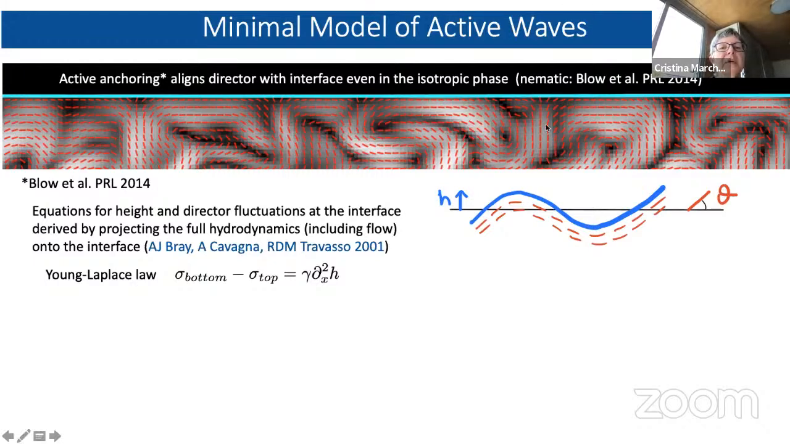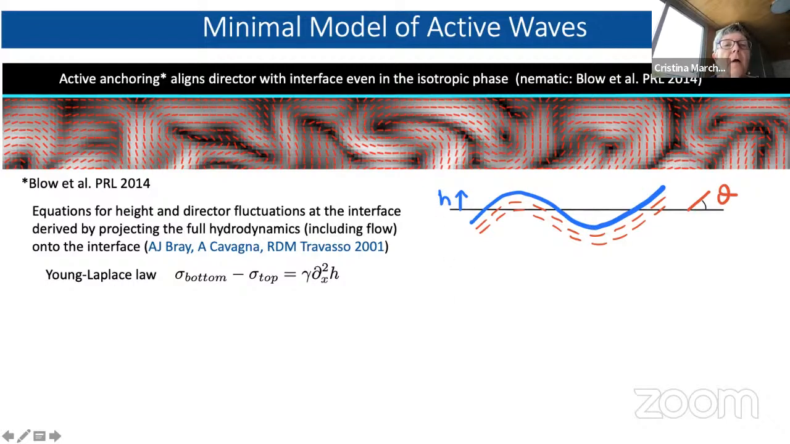So this image is an image of our simulations. Here is the interface. What is supposed to be highlighted is that the filaments actually tend to orient parallel to the interface. This is known, has been studied before, and has been called active anchoring. Due to the behavior of these active stressors at the interface, you have a layer where the filaments tend to be aligned with the interface.